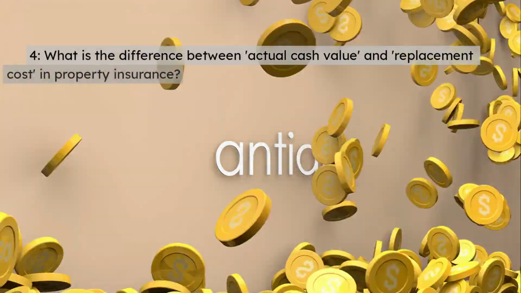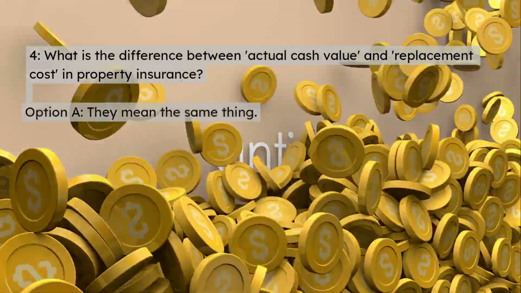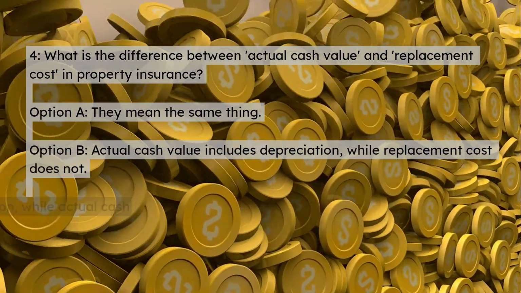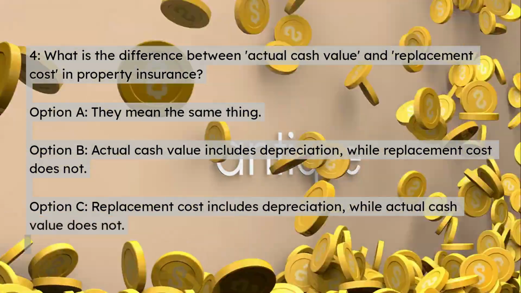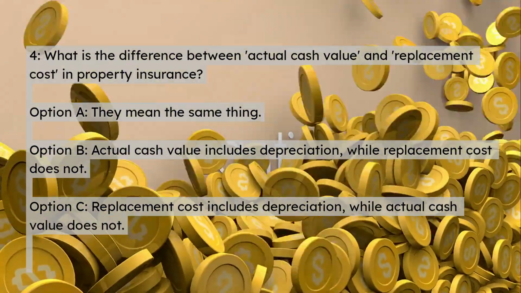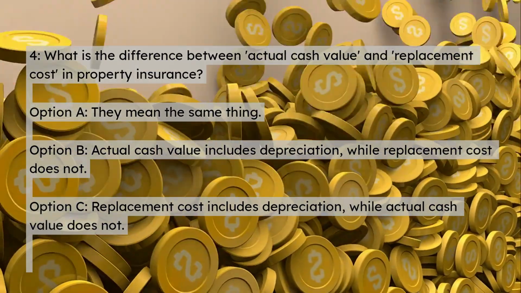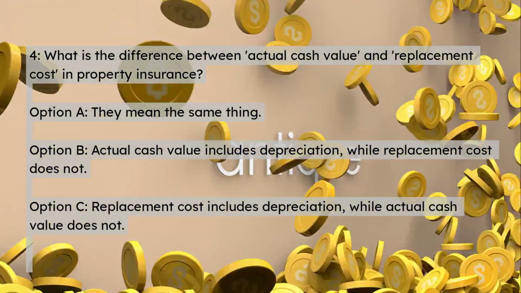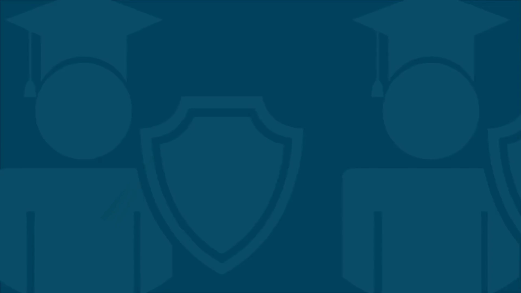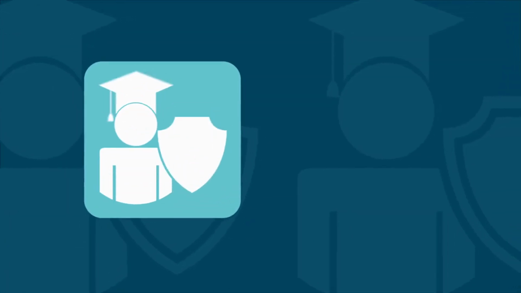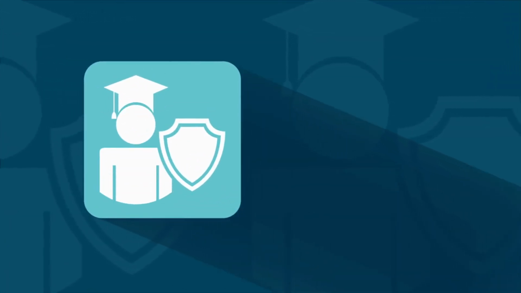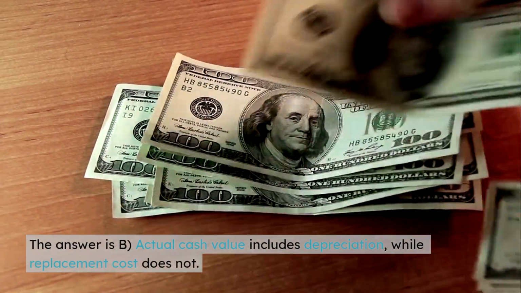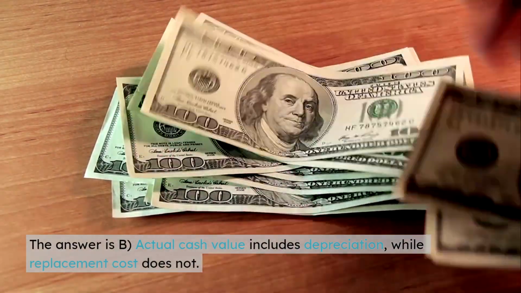4. What is the difference between actual cash value and replacement cost in property insurance? Option A, they mean the same thing. Option B, actual cash value includes depreciation, while replacement cost does not. Option C, replacement cost includes depreciation, while actual cash value does not. The answer is B, actual cash value includes depreciation, while replacement cost does not.